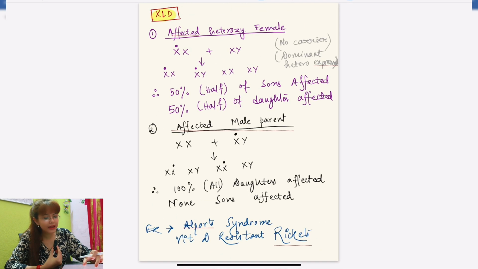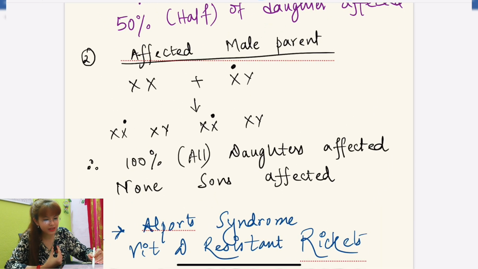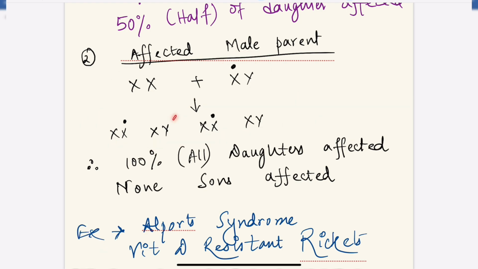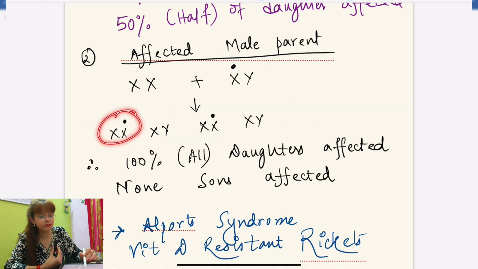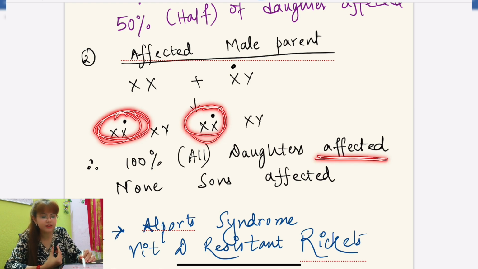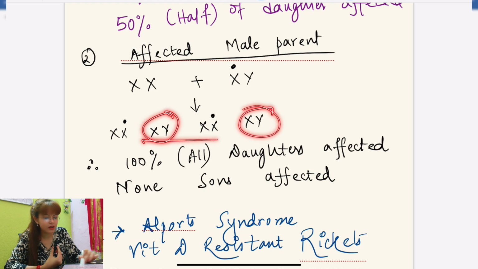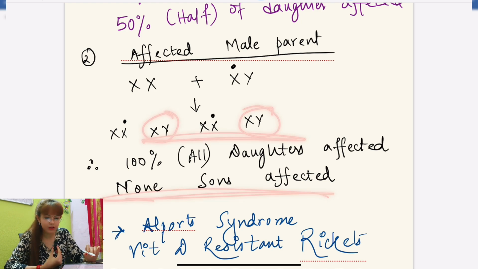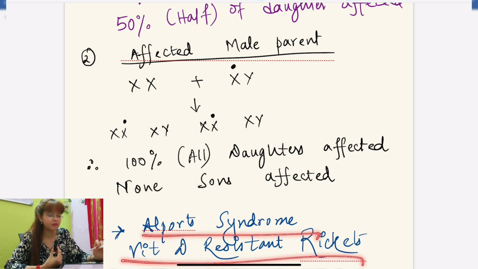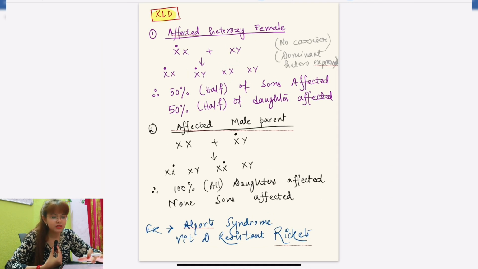And if the male is affected and the female is normal, then this is the pedigree. Here you can see that all the daughters are affected. I'm using the word affected because this is X-linked dominant inheritance, so all the daughters are affected. The sons are normal. None of the sons are affected. The examples are Alport syndrome and vitamin D resistant rickets. So these are the two scenarios and these are the two outcomes.